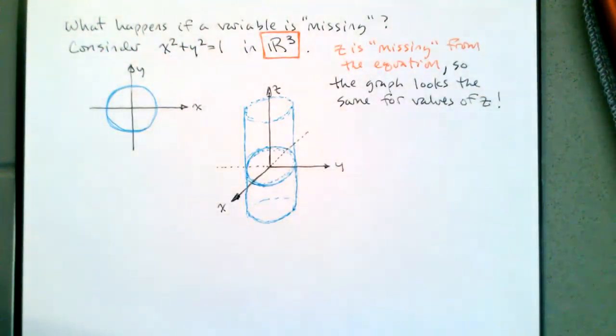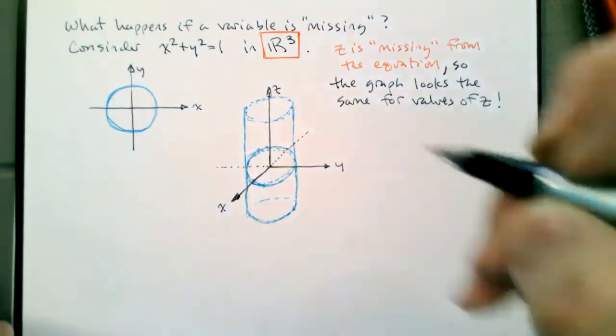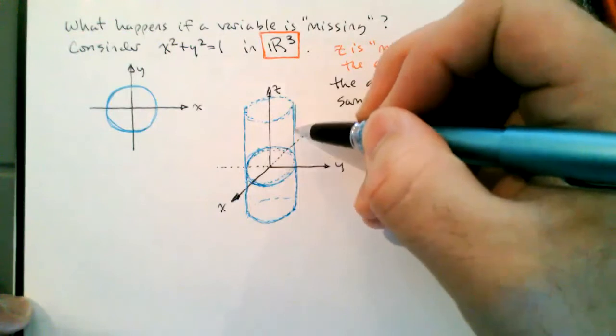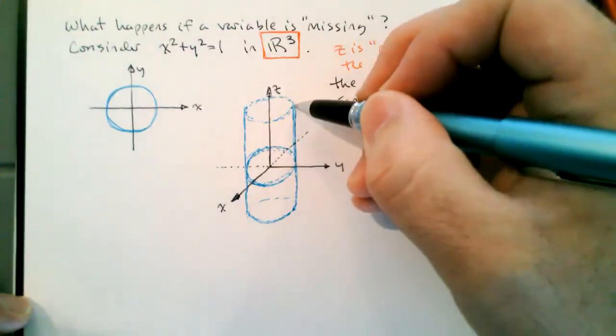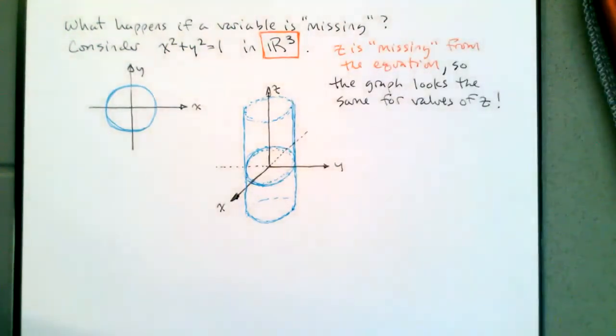So if one of the variables is missing, then the graph always looks the same. You can just look at the plane involving the two variables that are left, and we'll just always have that same graph. So it looks the same for all different values of z. This equation doesn't care about z. It's just going to look the same for all the different values of z.